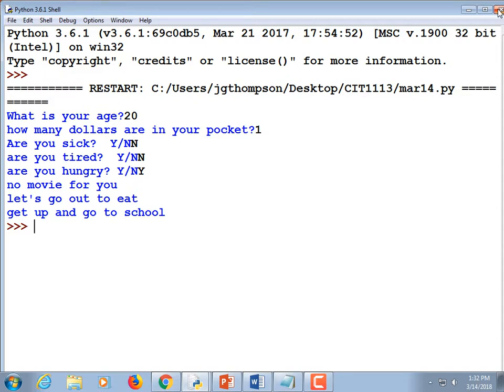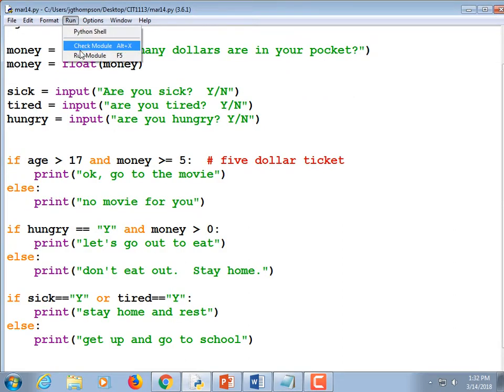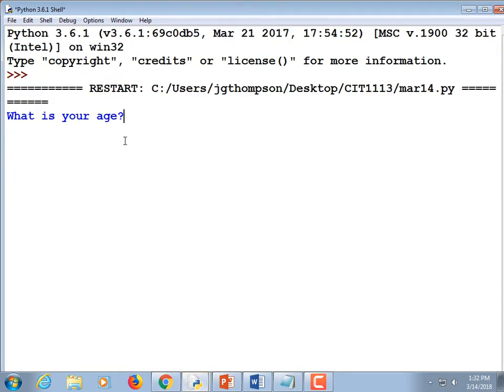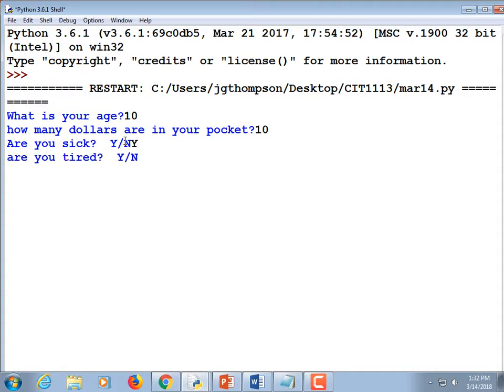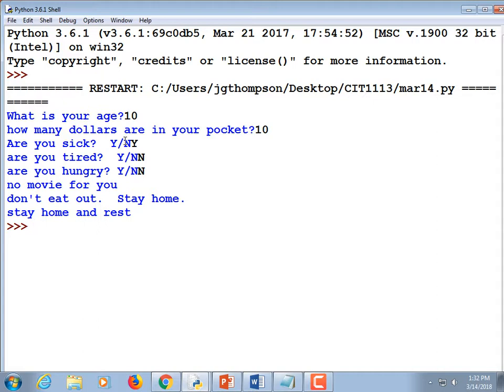I'm going to run it again, and I'm going to say that I'm sick or that I'm tired or that I don't have any money, something like that. What is your age? I'm 10. How many dollars are in your pocket? 10. Am I sick? Yeah. Am I tired? Nah. Am I hungry? Nah. So no movie for me. I'm too young. Don't eat out. Stay home because I wasn't hungry. And stay home and rest because I was sick.